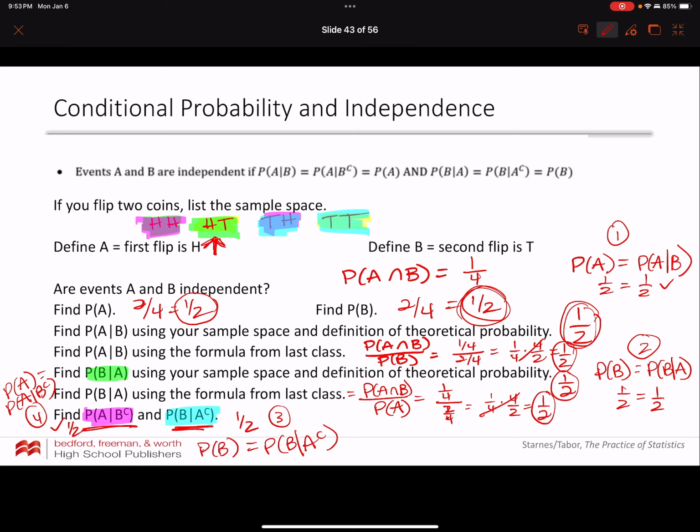So we have now just proved that flipping 2 coins and having the first flip be a heads and the second flip being the tails, we have proved mathematically that they're independent. So from here on out, if I ask you whether 2 events are independent, you're not just going to tell me, oh yeah, because the first one doesn't affect the second one. No. You have to show me mathematically that the first one doesn't affect the second one. Okay.